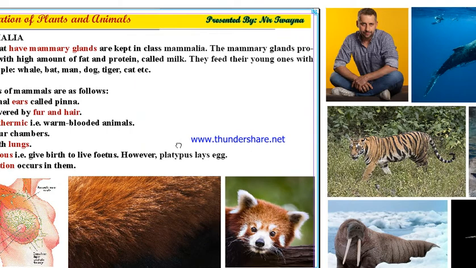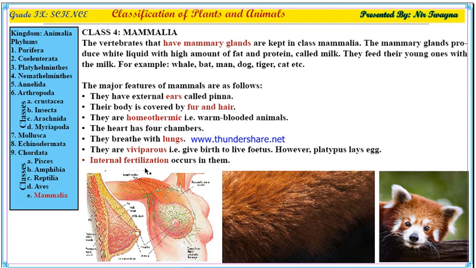Okay, now let us have a look at other features. Internal fertilization occurs in them. During the mating process, the male transfers sperm into the uterus of the female. So the sperm meet the eggs inside the body of the female. That is why fertilization is internal. Okay, so with that, we have discussed all the phyla and classes of kingdom Animalia.